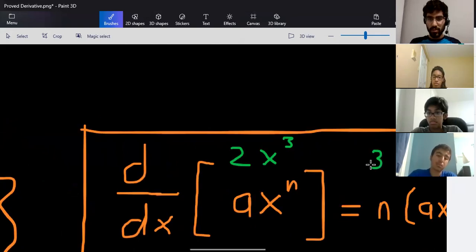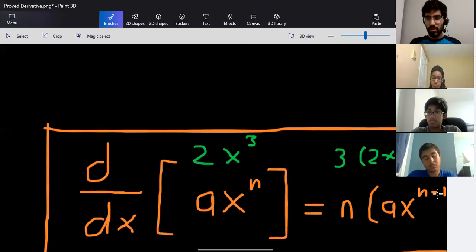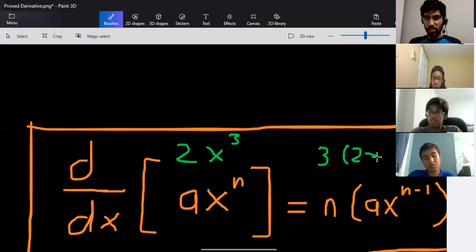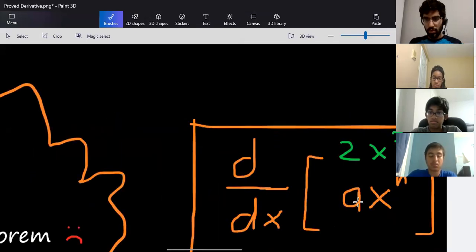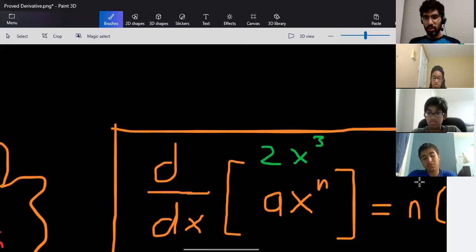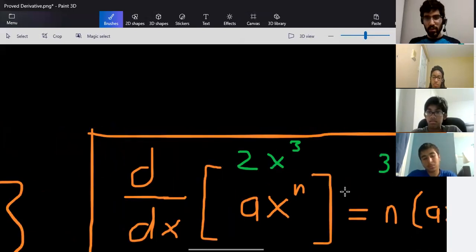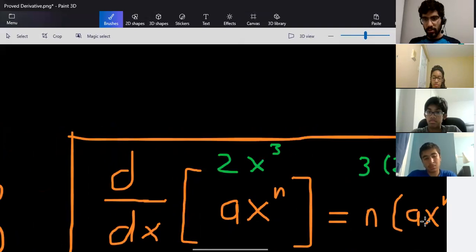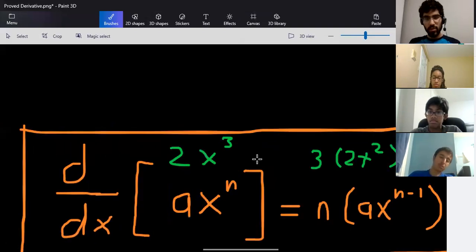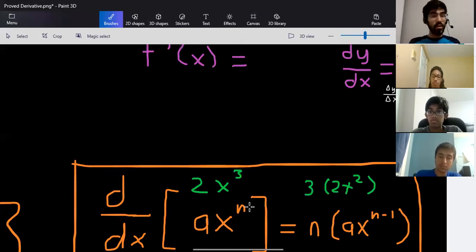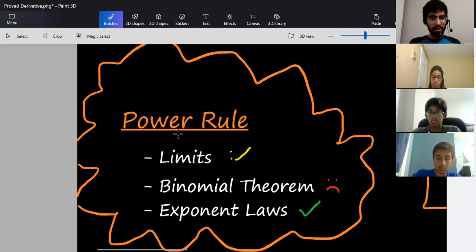So 3 times, over here, a was 2, x, except the one change you've got to make is whatever the exponent was, decrease it by 1. So 3 times 2x squared. Again, 2 is a, x, and then 3 is n. You take the 3, the exponent, and you multiply it up front. Then you take whatever you had before, ax, except the exponent you had before, subtracted by 1. Okay? This is a rule. You can understand why, but you've got to know these 3 things.